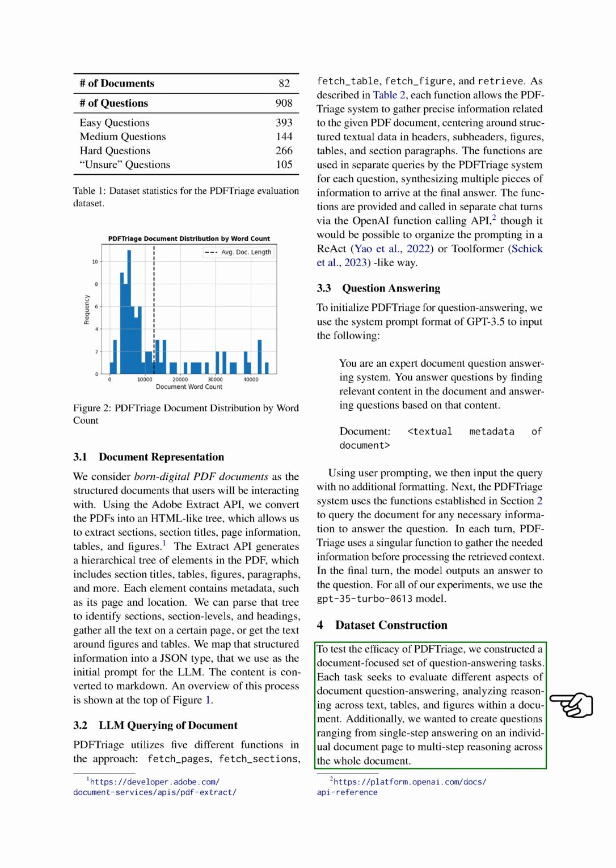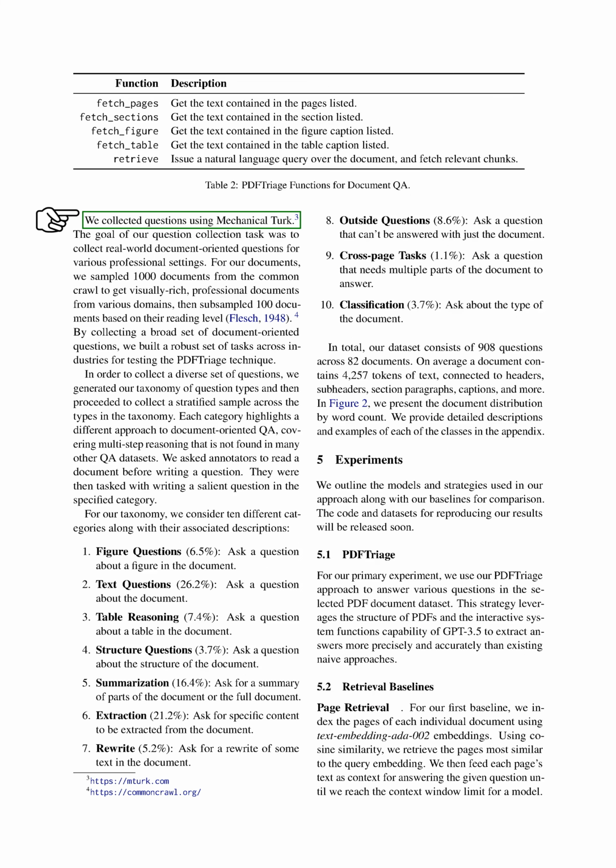To test the effectiveness of PDFTriage, we created a set of document-focused question-answering tasks. Each task aims to evaluate different aspects of document question answering, analyzing reasoning across text, tables, and figures within a document. We also wanted to create questions that range from single-step answering on an individual document page to multi-step reasoning across the whole document. We collected questions using Mechanical Turk.